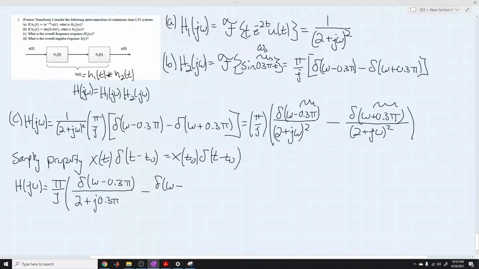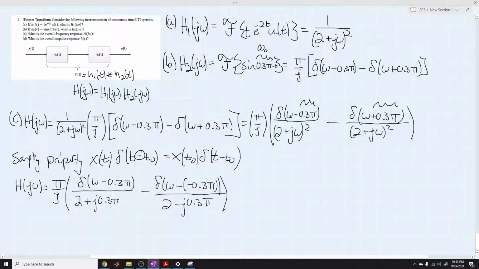And I'm going to rewrite this just so everybody can see it, 0.3 pi. Because now this minus sign's here. This isn't the plus sign here. That's a minus sign. So now we can see that we're at a negative 0.3 pi, and we'll get 2 minus j 0.3 pi. And that just gave us C.